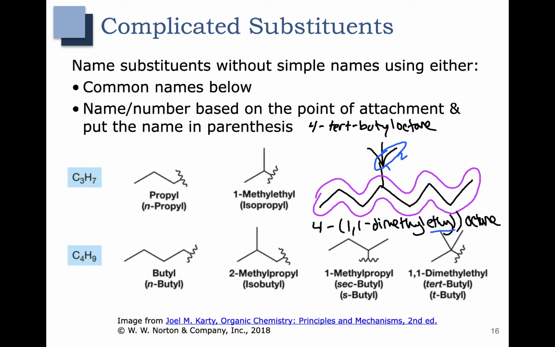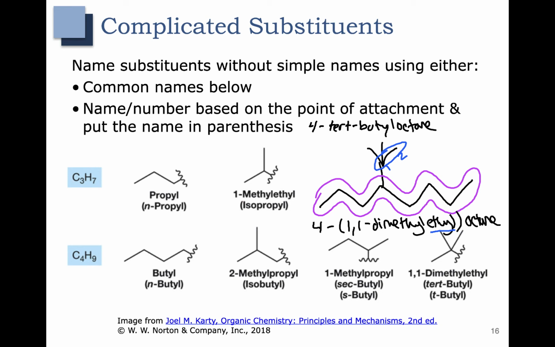Some tips if you want to commit these to memory. You can see the n over here in n-propyl and n-butyl. That actually stands for normal. The iso in isopropyl and isobutyl refers to isomer, and you want to think of this as having that little Y shape.